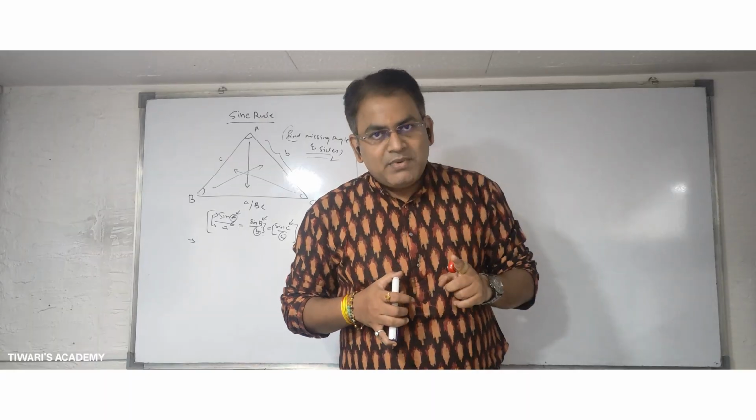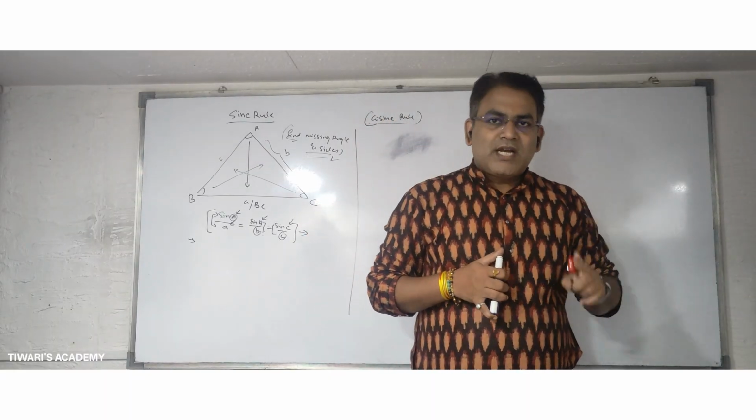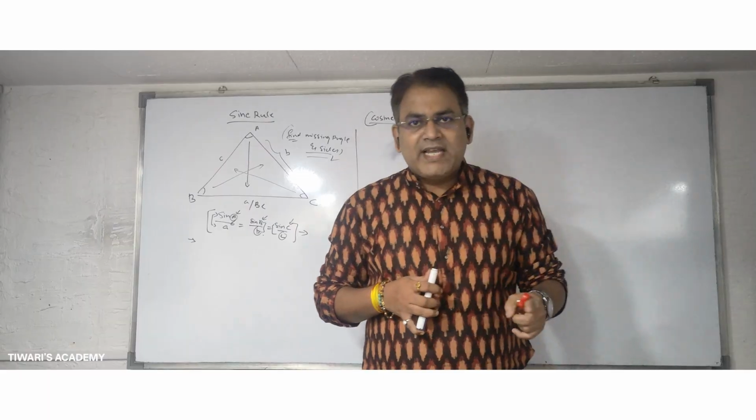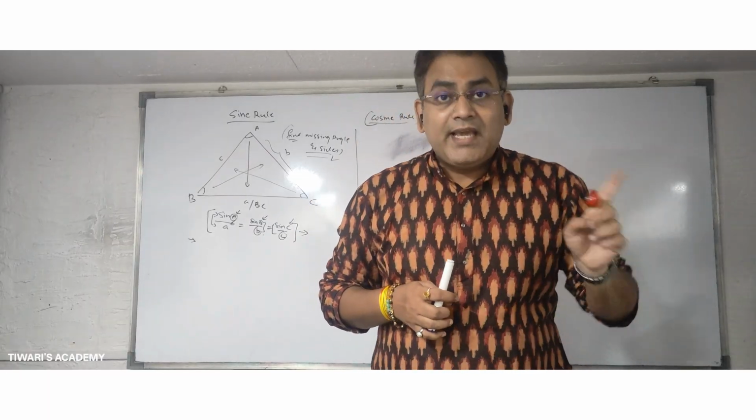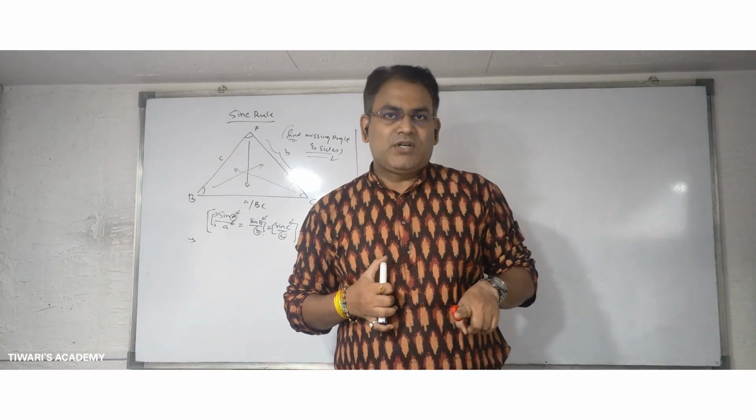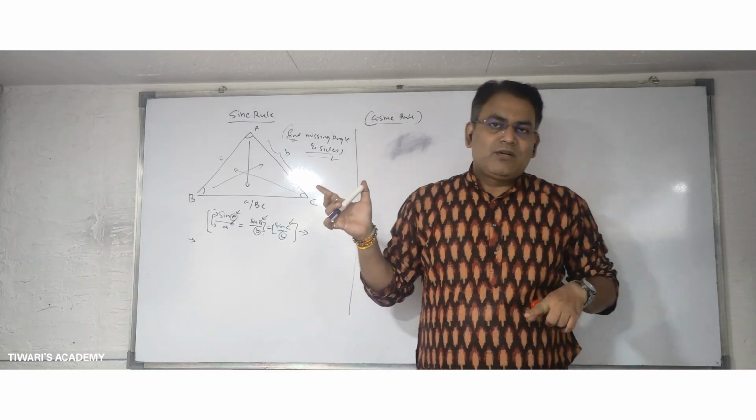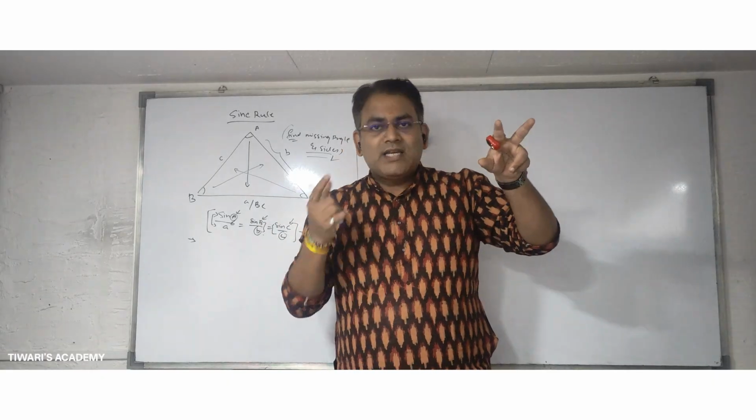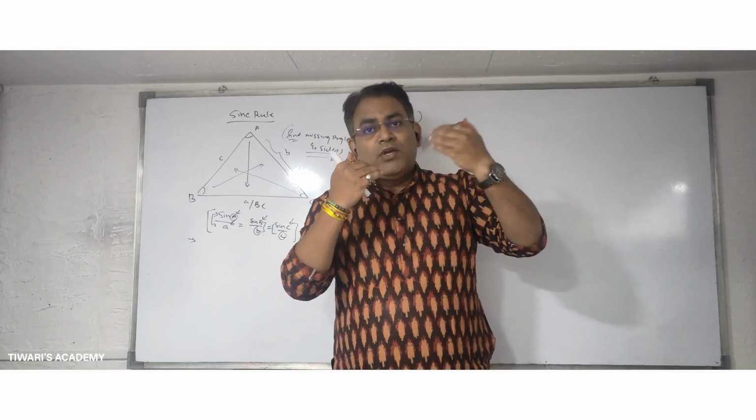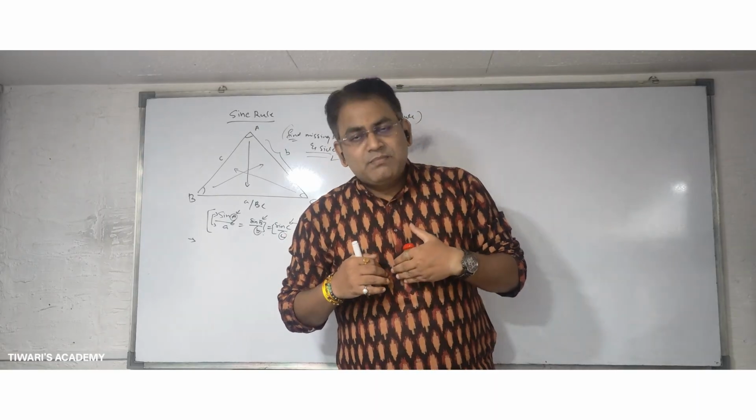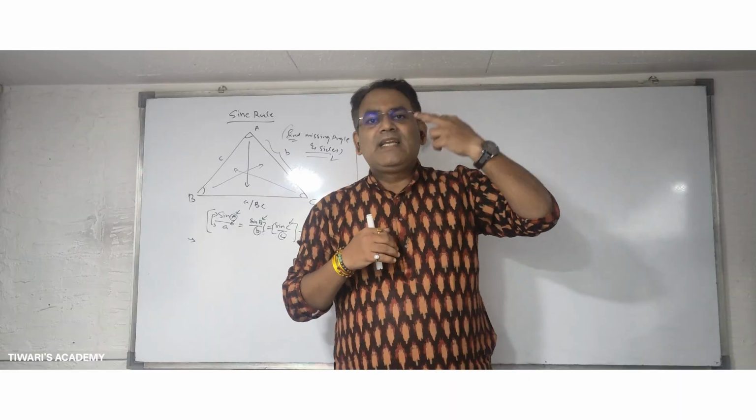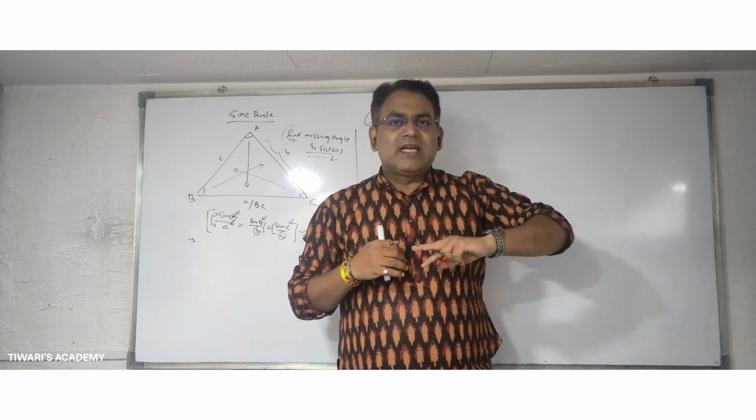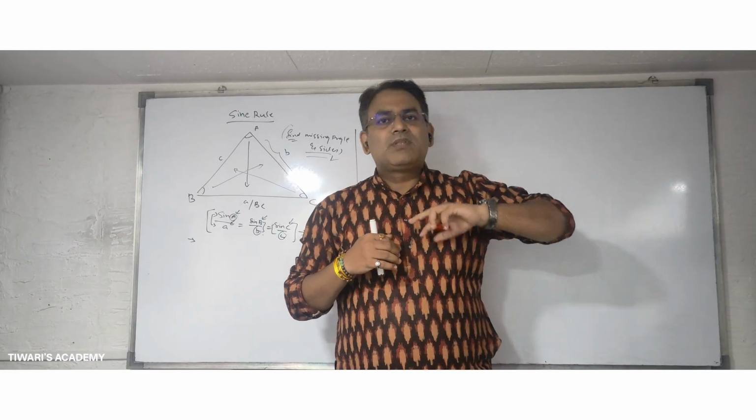Again, I am emphasizing cosine rule. Cosine rule is used to find the angle if all three sides are given to us. In the previous rule, in sine rule, what did we see? We saw that if two angles and one side were given to us, we could find the one missing side which was exactly opposite to the angle.